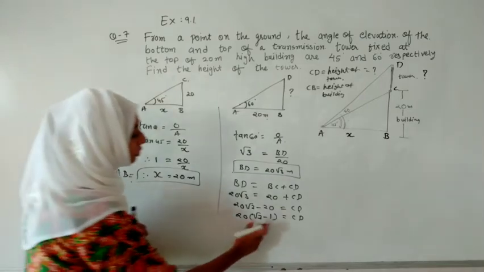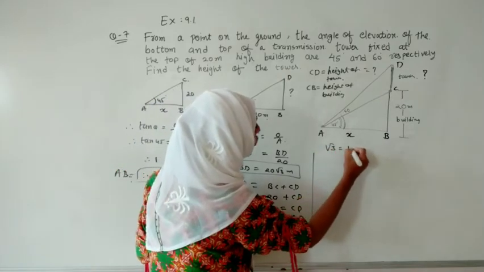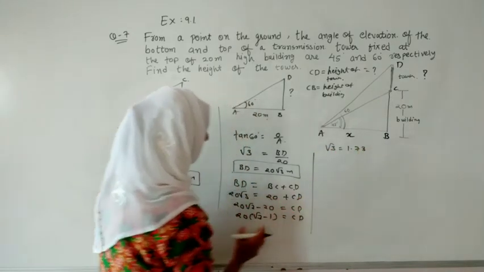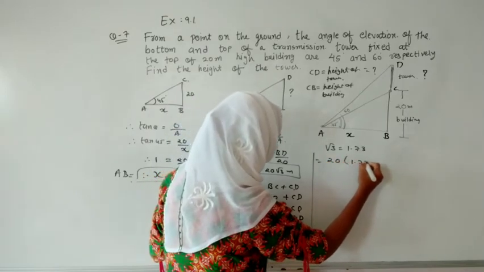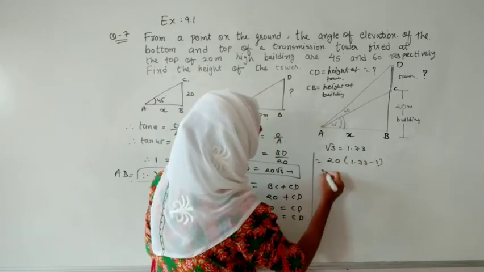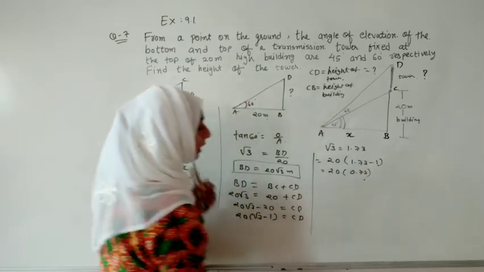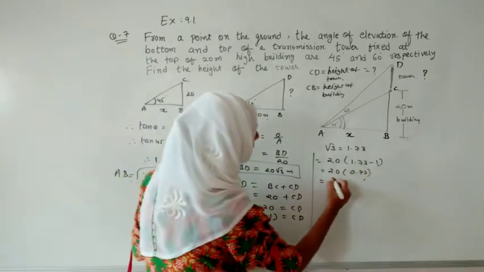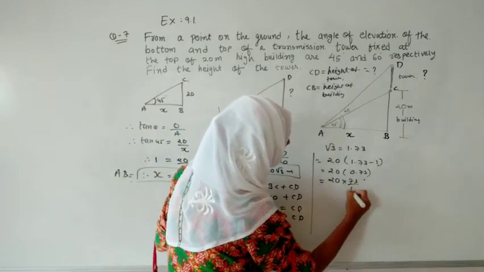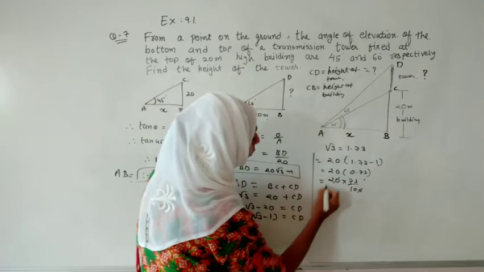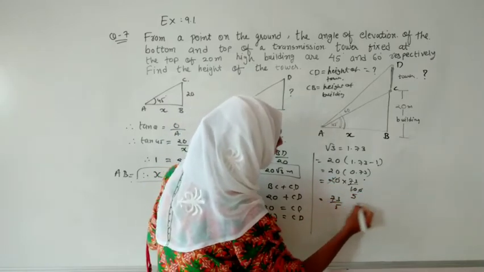But if you want to substitute the value, under root 3 equals 1.73. So let me substitute over here, then our answer will become 20 into (1.73 minus 1), so it will become 20 into 0.73. Further, if you want to solve it, you can write 20 into 73 by 100. If you cancel this, it will become 5 to the 10, and 73 by 5 remains.